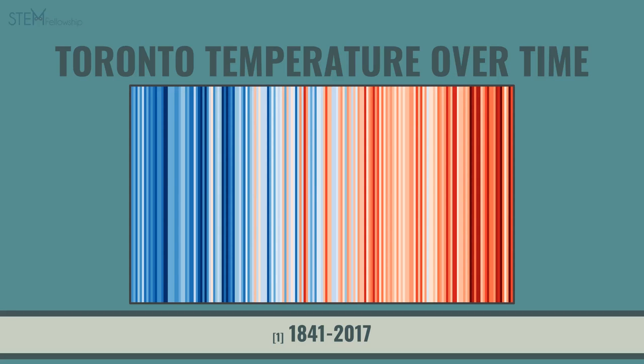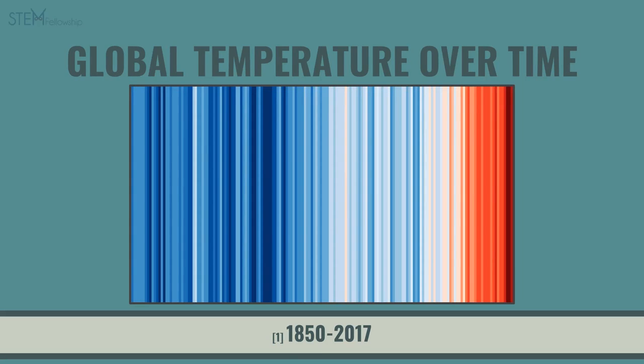This particular data viz, called Warming Stripes, is fantastic. Without using any numbers, it gives us a really good idea of how temperature has changed over time at a glance. We instinctively understand red to be hot and blue to be cold, and the person who created this viz took advantage of that. This is an excellent way to introduce someone to the idea of climate change. For your viewing pleasure, here's one for global temperatures.